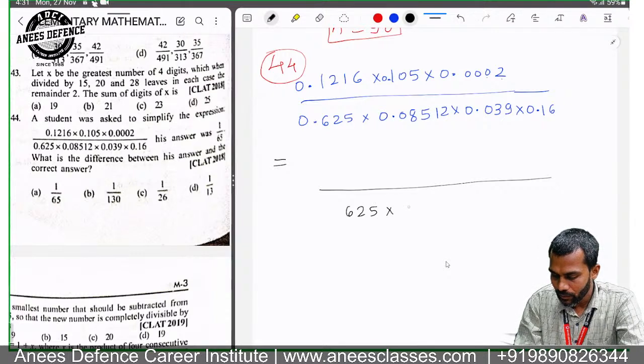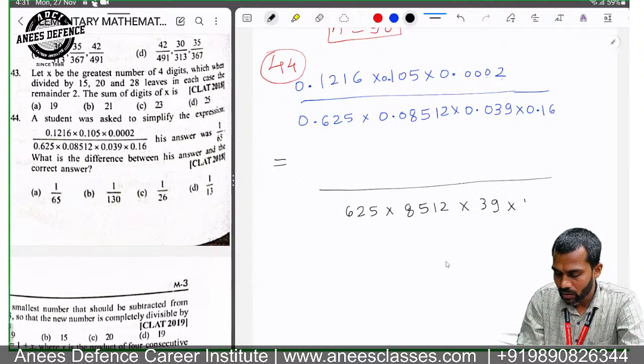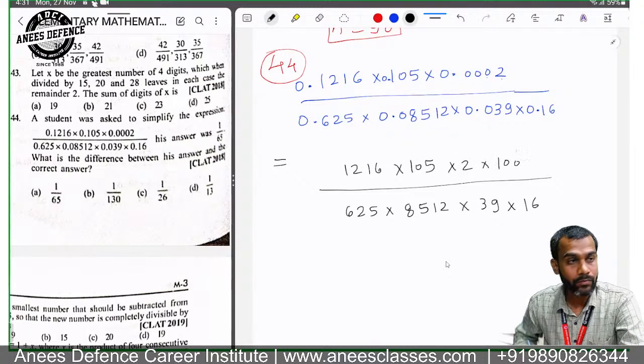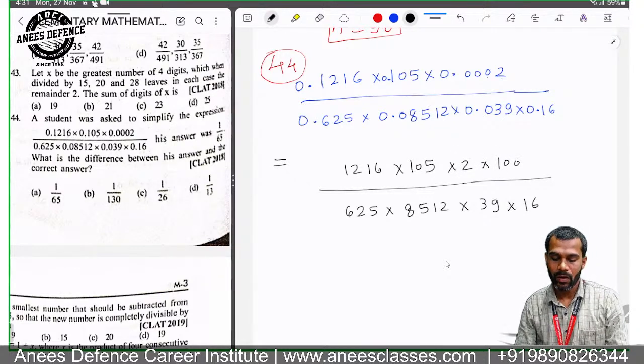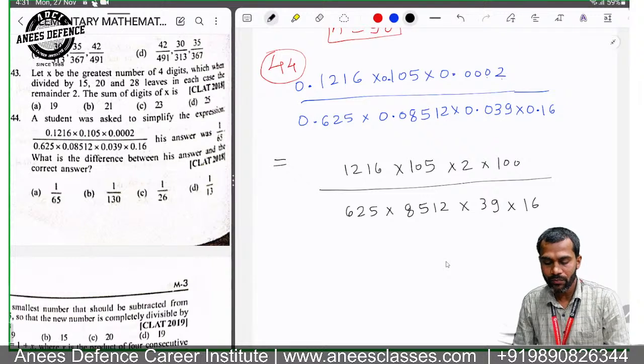Here, 8512 into 39 into 16. Here, you will get 1216 into 105 into 2 into 100. Yes or no? I hope you understood this one. Now just simplify. Very easy.